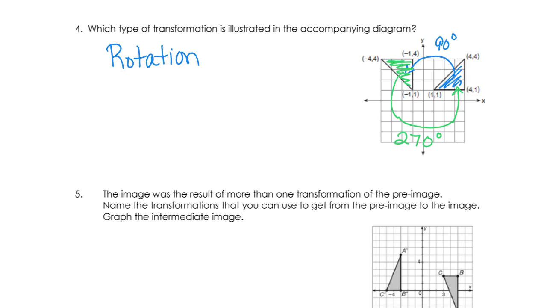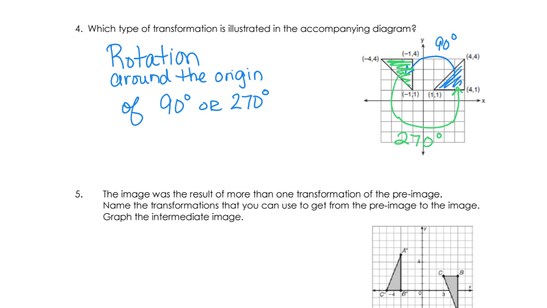Okay, so we're not sure what triangle we started with since they didn't use primes. And so all we can really say is that it's a rotation around the origin of, I would say 90, well, yeah, 90 degrees or 270 degrees, depending on what triangle we started with.